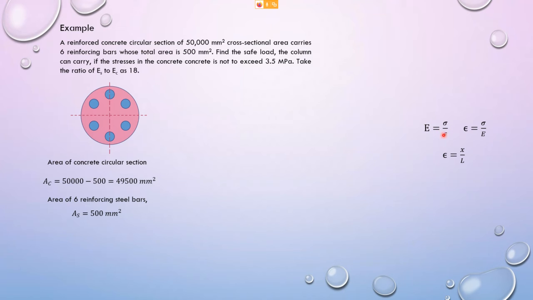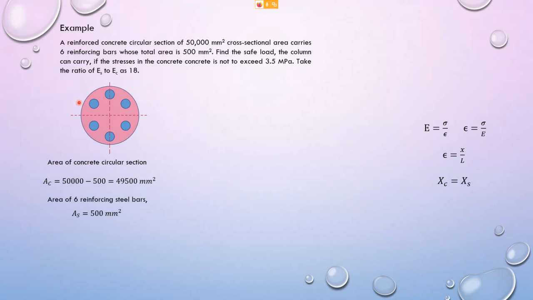Okay, if let's say, for example, you want to take strain to be the subject, then you will have stress over Young's modulus. And we also know that the direct strain, epsilon, is defined as deformation over original length. So if we equate both these equations, we have x over L equals sigma over E. Okay, we will have x over L when you substitute the epsilon here. So you will have x over L equals sigma over E.